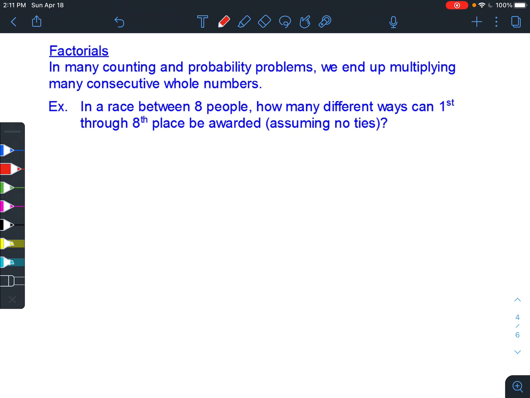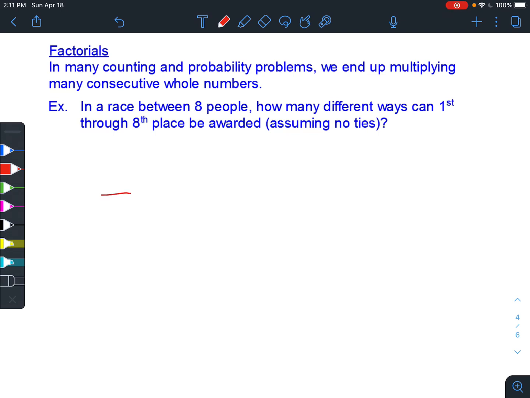In many counting and probability problems, we end up multiplying many consecutive whole numbers together. So for example, in a race between 8 people, how many different ways can first through 8th place be awarded? Now this, if you haven't done this kind of stuff before, is actually a very deceptive sort of thing. You wouldn't think this is going to be a very, very large number, but here's basically how it plays out.